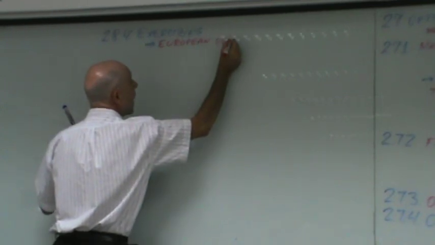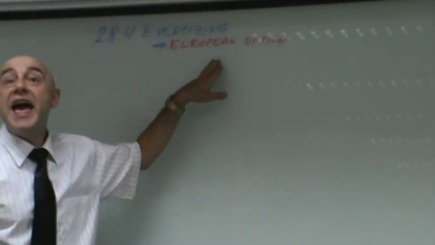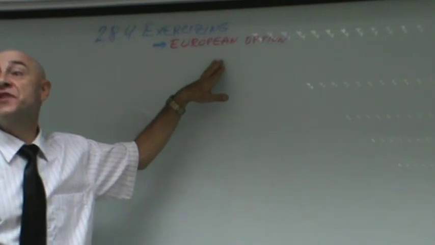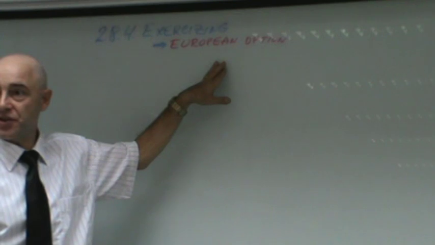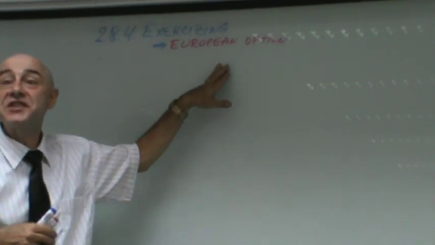A European option is an option which can be exercised only on the day of expiration, okay? Only on the expiry date. You cannot exercise early.